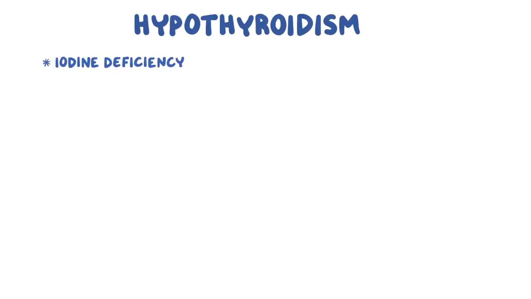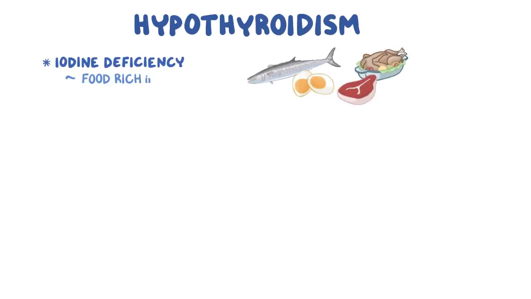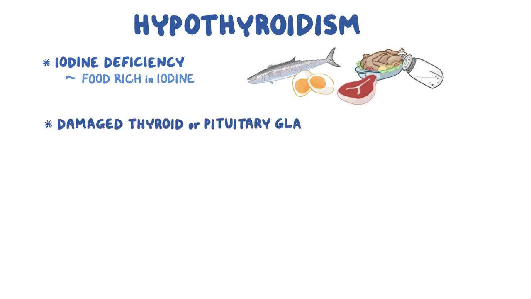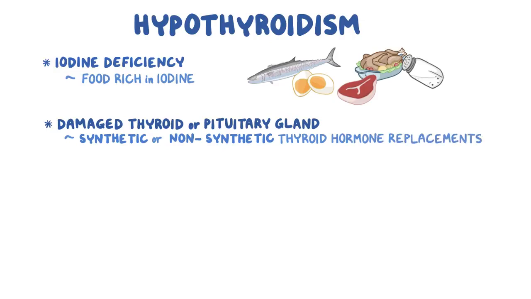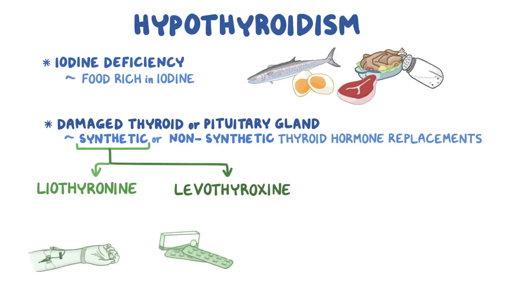Alright, as a quick recap. When treating hypothyroidism, iodine deficiency can be treated by giving foods rich in iodine. If the cause, however, is thyroid or pituitary damage, synthetic or non synthetic thyroid hormone replacement therapy could be used. Liothyronine and levothyroxine are synthetic forms of T3 and T4. Levothyroxine is the drug of choice for treating chronic hypothyroidism, while liothyronine is used for myxedema coma.